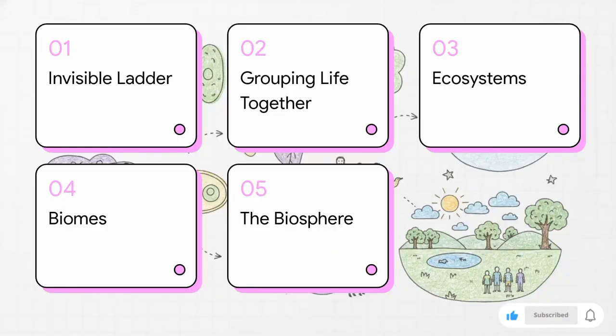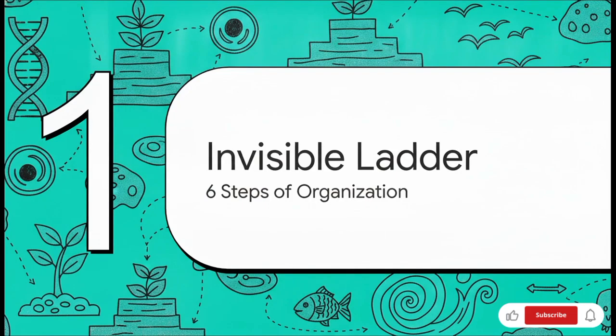Here's our roadmap for the journey. We'll climb nature's invisible ladder, group things into populations and communities, build ecosystems, explore massive biomes, and finally, wrap it all up with the biosphere. Let's jump right in. Starting with Section 1, Nature's Invisible Ladder, and the 6 steps of biological organization.